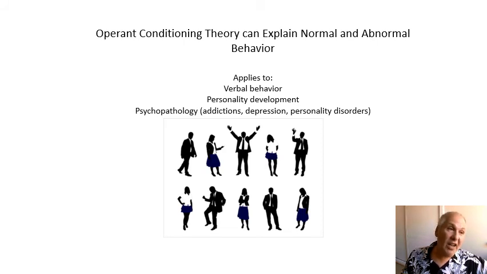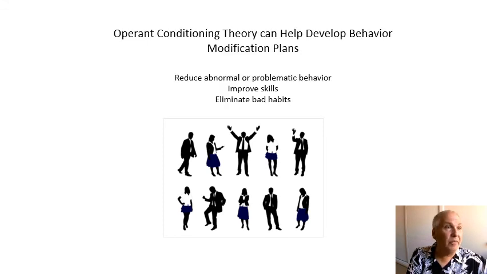So many kinds of psychopathology can be explained with operant conditioning. We mentioned addictions. Depression can be explained as a low rate of reinforcement. If you don't have the skills to get reinforcement, say socially, it's likely you'll fall into a depression because of a low rate of reinforcement. And as I mentioned, personality disorders can be explained by operant conditioning.